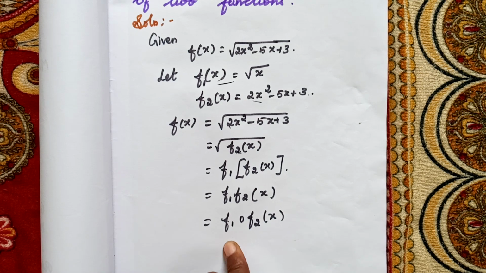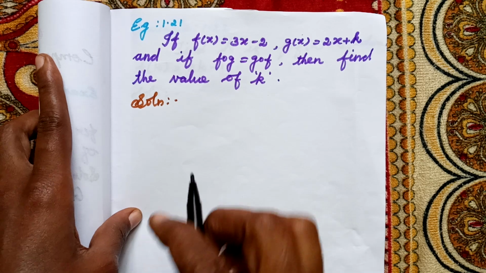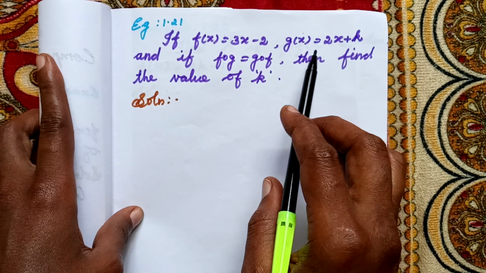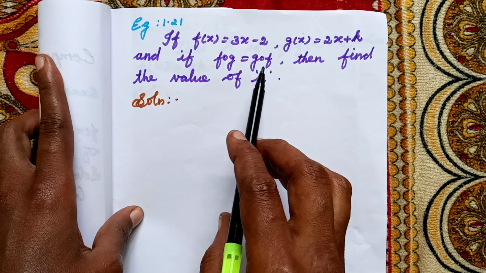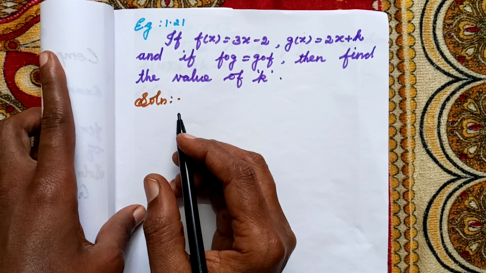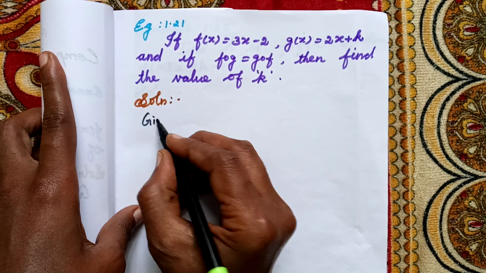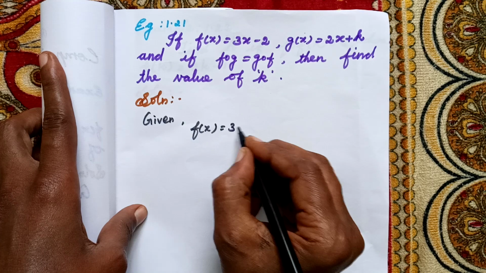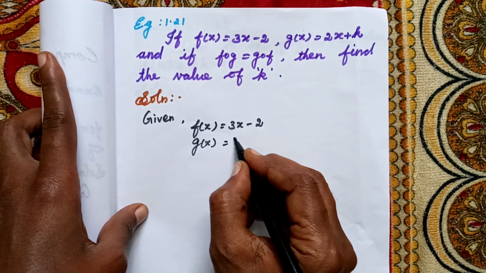Now I am going to explain the next example, example 1.21. If f(x) = 3x − 2 and g(x) = 2x + k, and if f composite g equals g composite f, then find the value of k. First, given f(x) = 3x − 2 and g(x) = 2x + k.